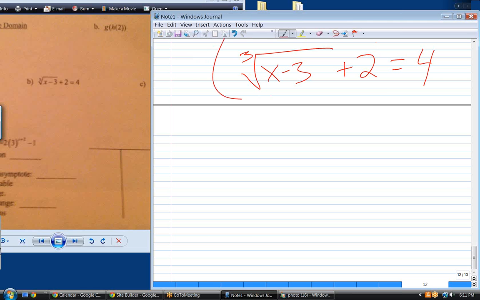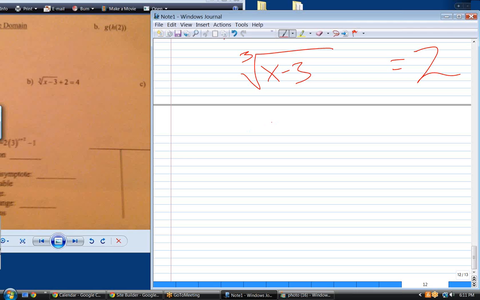I have to cube this whole thing, which is going to produce a bunch of middle terms that are still going to have radicals. So you can't cube both sides until you isolate the radical. So we have to subtract 2 from both sides. So now we have this. Now we can cube both sides.